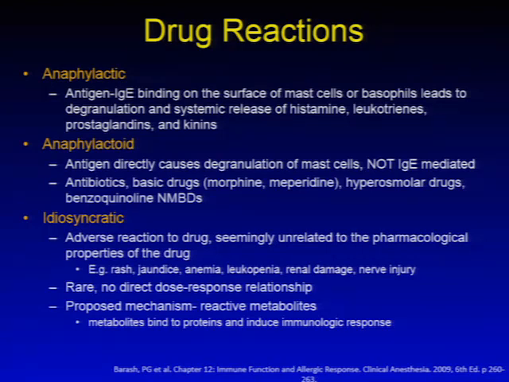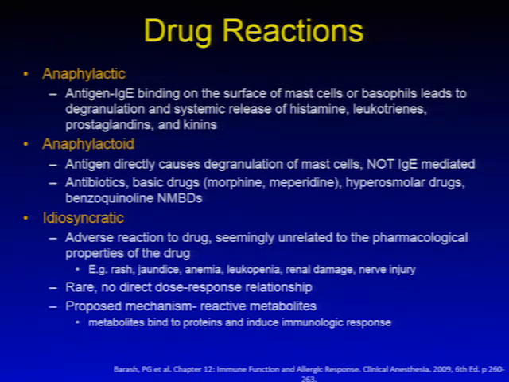And then finally, we have idiosyncratic drug reactions. These are more commonly termed adverse reactions. And these reactions are seemingly unrelated to the pharmacological properties of the drug. Examples of idiosyncratic or adverse reactions are rashes, jaundice, anemia, leukopenia, renal damage, and nerve injury. These are more rare, and there really is no direct dose-response relationship that we have identified for these. And the proposed mechanism for these reactions is reactive metabolites.